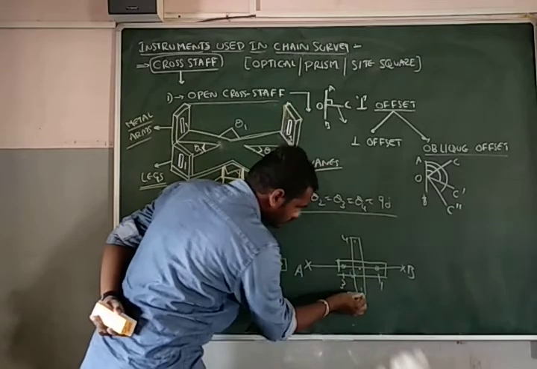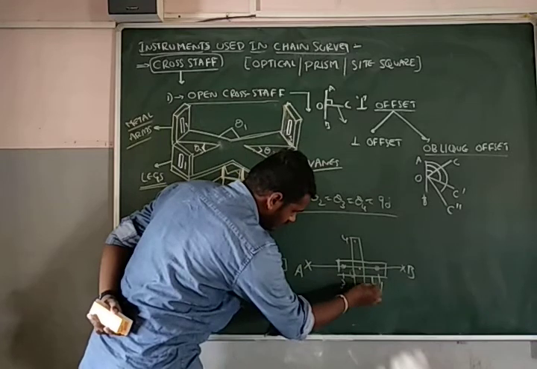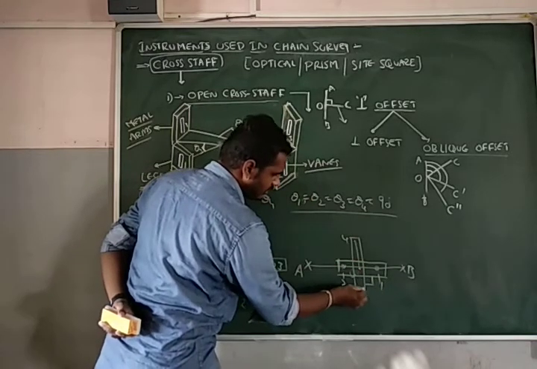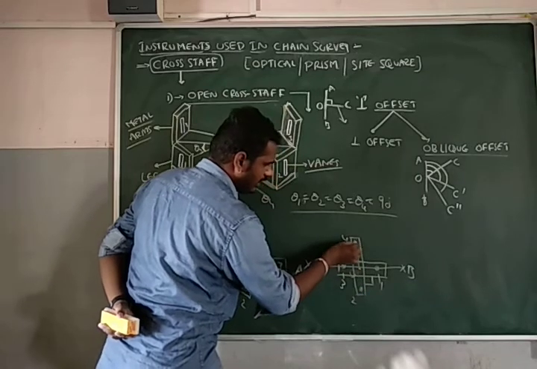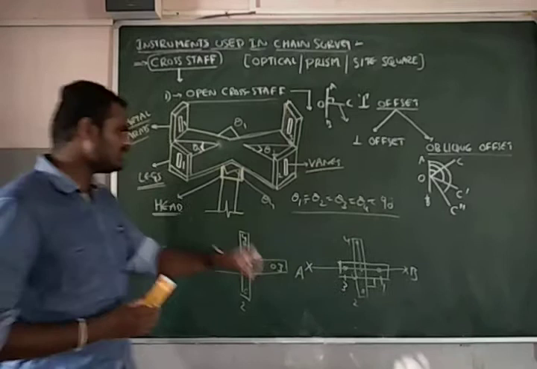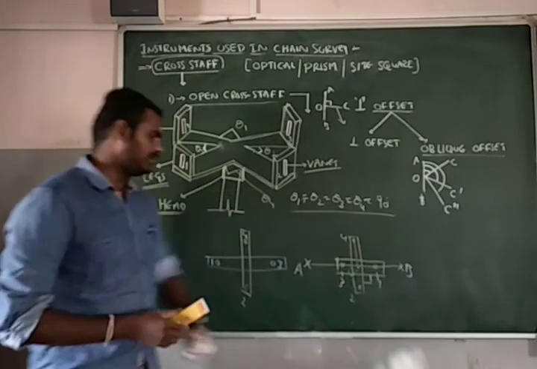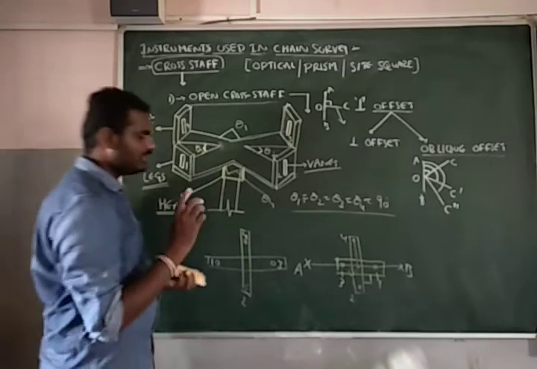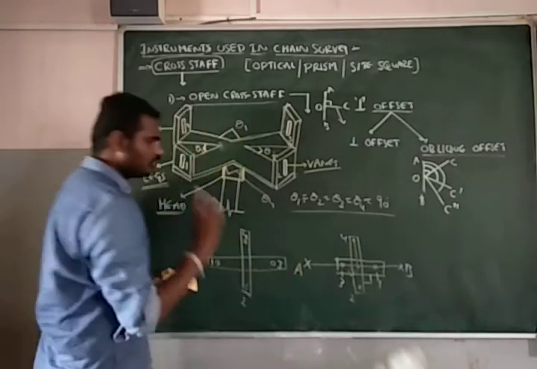So now, since they are perpendicular to each other, you can erect the line such that the second vane and fourth vane lie in the same line. So this is how to fix a perpendicular by using the open cross staff. Okay. So in this scenario, we have two kinds of vanes.